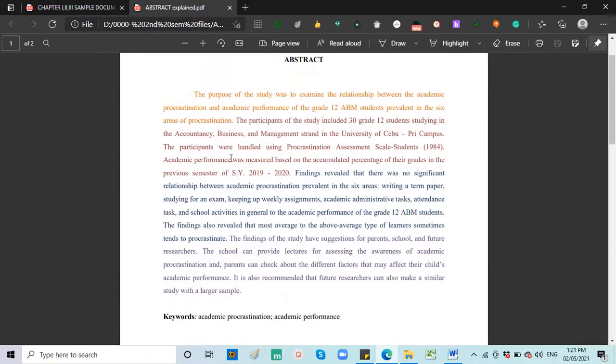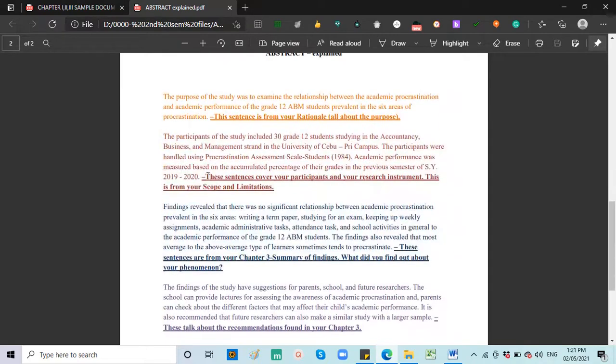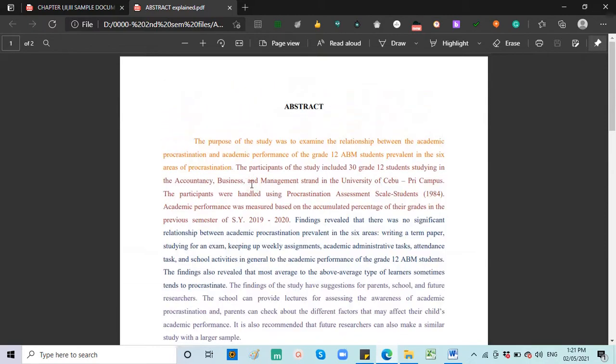The next sentences, the participants of the study, unsa na siya, and then semester, school year, scope na as in agikan. These sentences cover your participants and your research instrument. This is from your scope and limitations. So diba, mag-interview man ta, wala man tay procrastination scale, because we are qualitative research, diba? So we have semi-structured interview guide questions. That is our instrument. So gikan siya sa scope and limitations nga sentences.